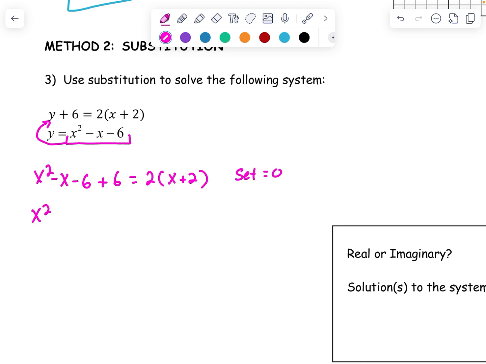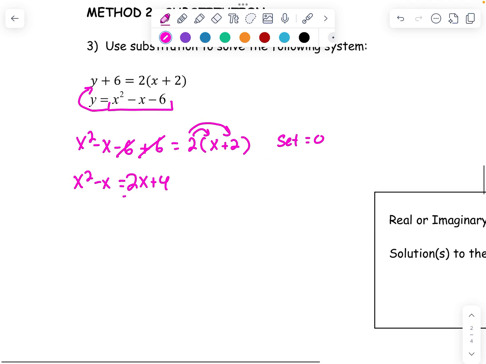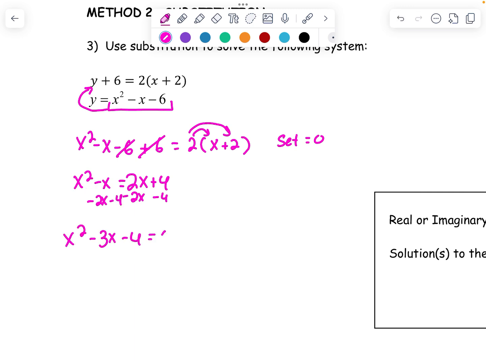We have x squared minus x. The negative 6 and positive 6 are going to cancel. And that's equal to, let's distribute the 2 right here, so 2x plus 4. And then we can set this equal to 0 pretty easily by subtracting the 2x and subtracting the 4. The reason I moved to the left side is because I want to keep that x squared positive. So then we got x squared minus 3x minus 4 is equal to 0.